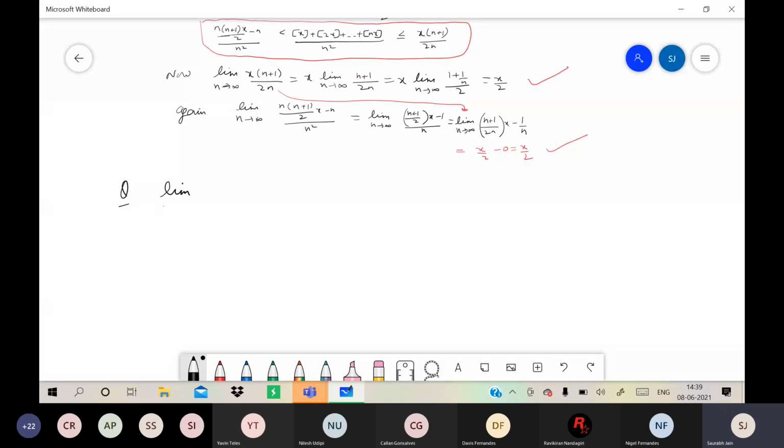Let us solve one more question here. This question also is based on sandwich theorem. Try to create an inequality, and I am giving you the hint that since all the denominators are different, you won't be able to take the LCM. That will become very complicated.